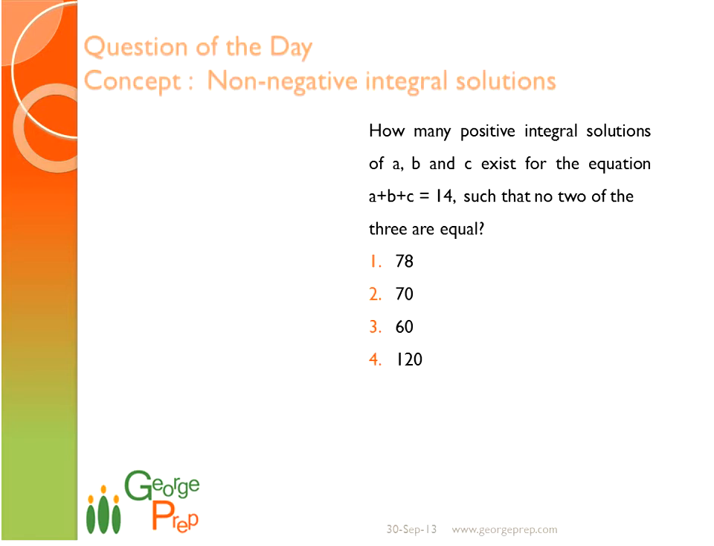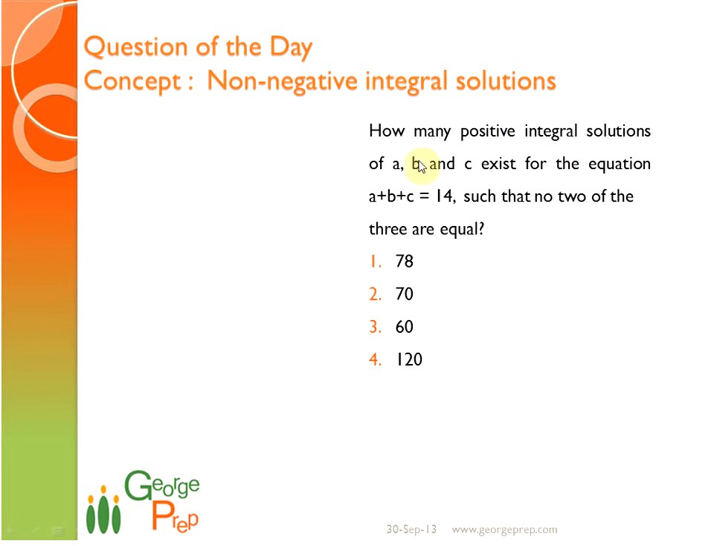Hi, the question that we have today is how many positive integral solutions of a, b and c exist for the equation a plus b plus c is equal to 14 such that no two of the three are equal. Now, before trying to solve this question, you must have solved questions of this kind.